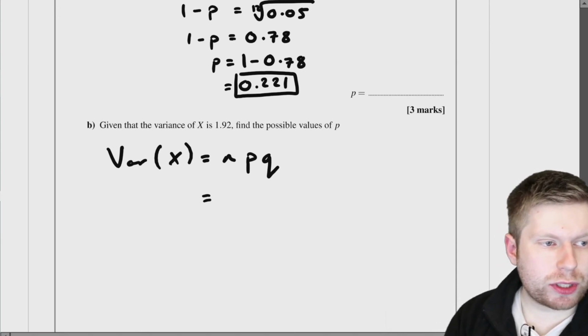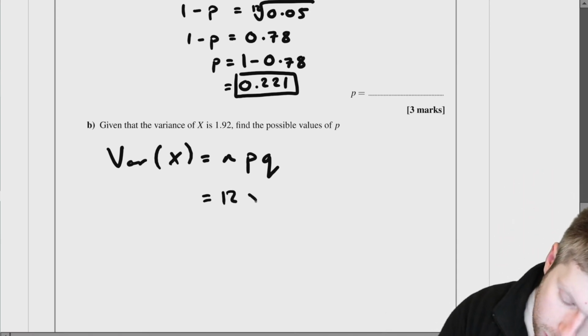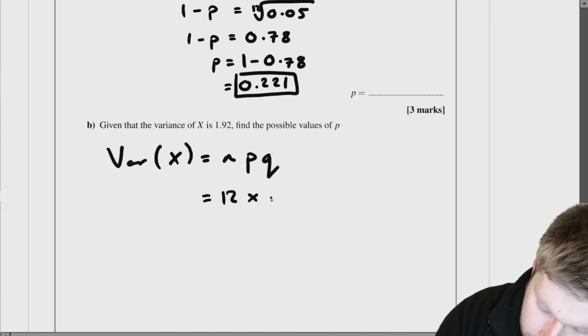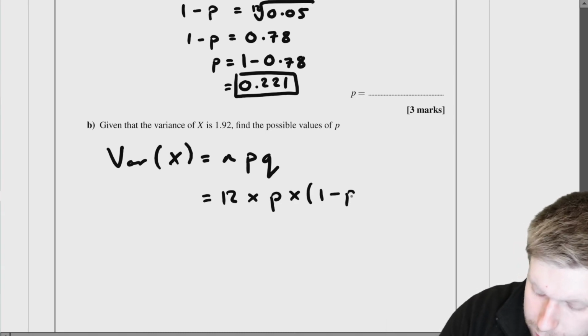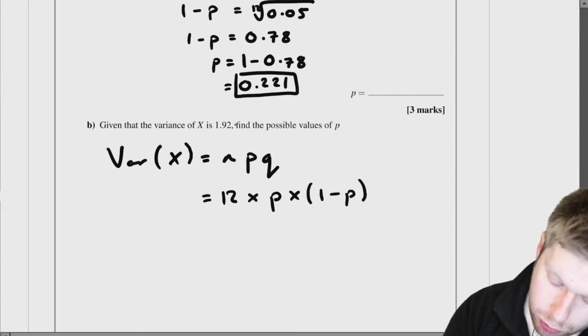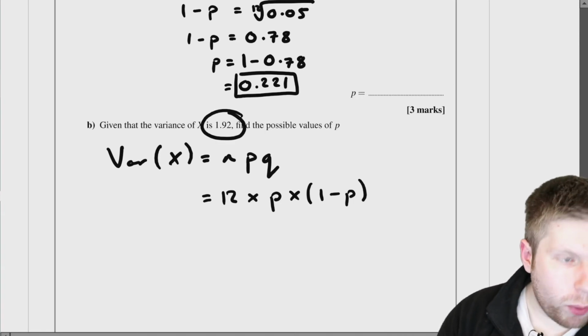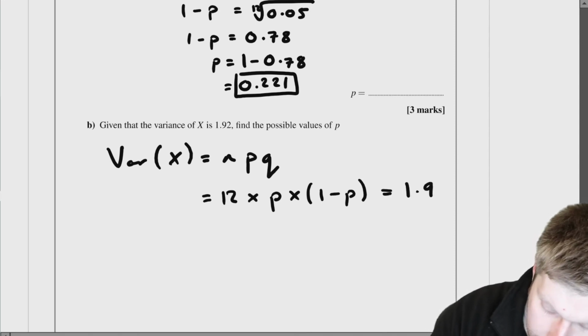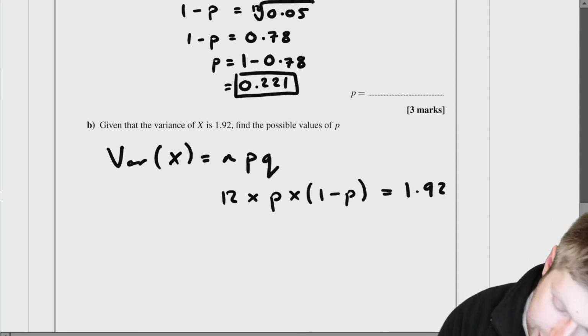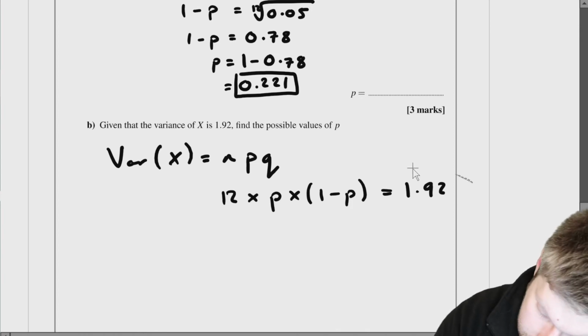So let's work this through. n in this case is 12. Probability of success we don't know, so I'm going to leave that as p. And the probability of failure, again we don't know, so I'm going to leave that as 1 minus p. But we do know that the variance is equal to 1.92. So all of this thing is equal to 1.92. This is the equation which I'm going to have to solve.